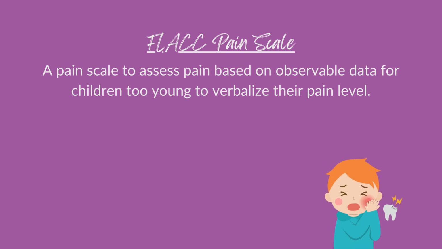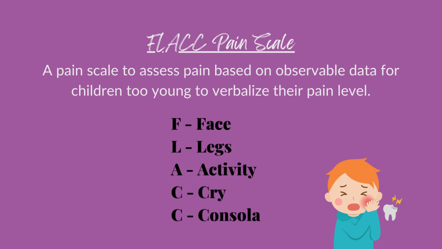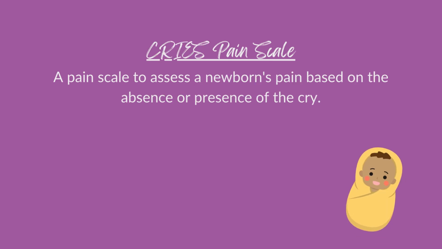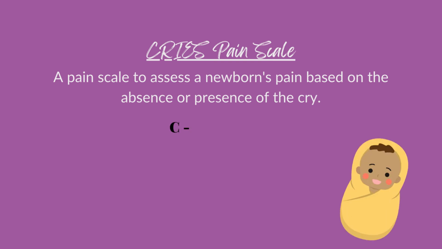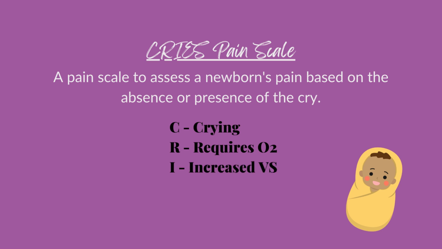For infants and toddlers, or for any patient unable to verbalize their pain level, the FLAC scale is a good choice. With this scale, the nurse assesses the patient in 5 areas: facial expression, leg position, activity, cry, and consolability. The nurse will give a rating of 0, 1, or 2 to each area, and then the individual scores are tallied to give an overall pain level that correlates with mild, moderate, or severe pain. The CRIES pain scale is used for newborns, and it is an acronym that stands for 5 areas that are assessed: crying, requiring oxygen, increased vital signs, expressions, and sleeplessness.